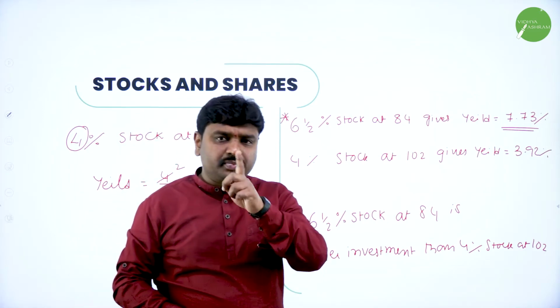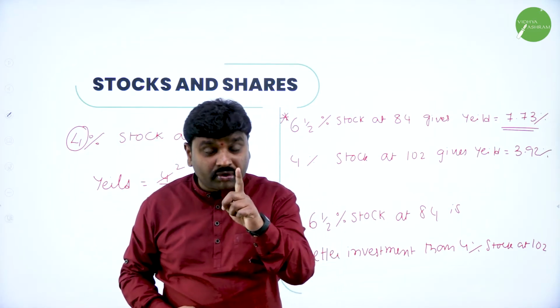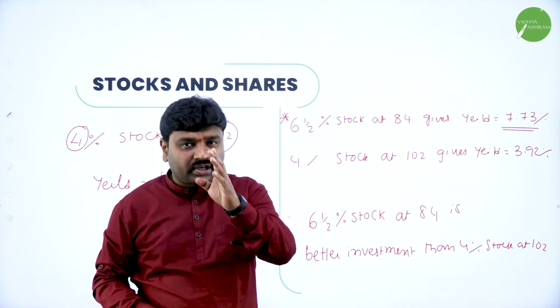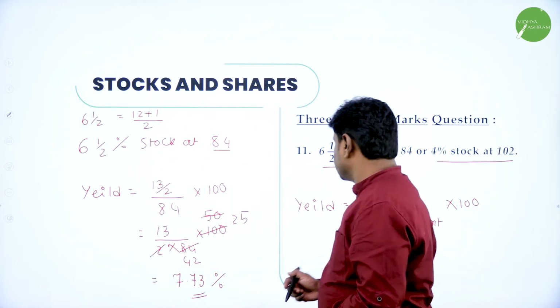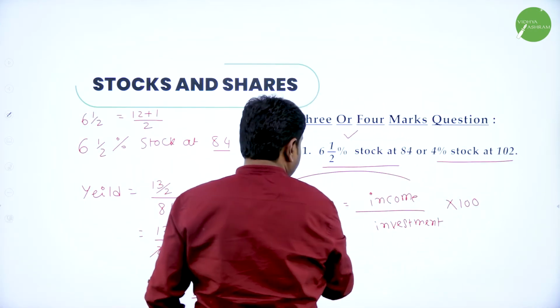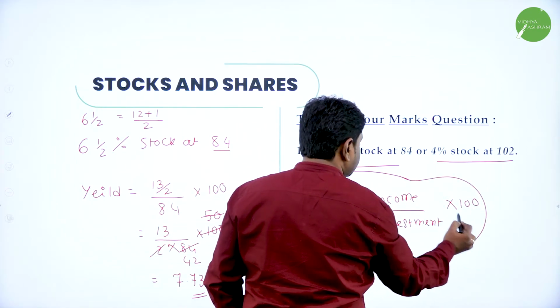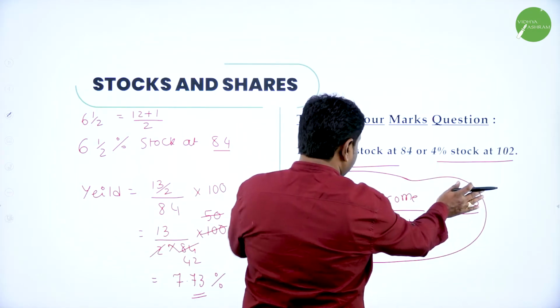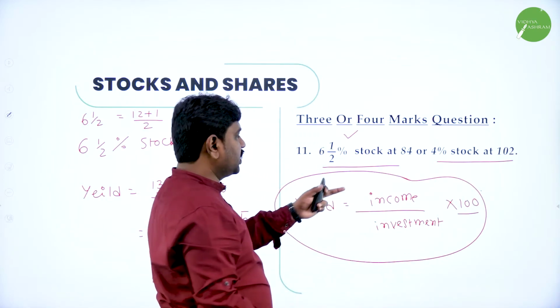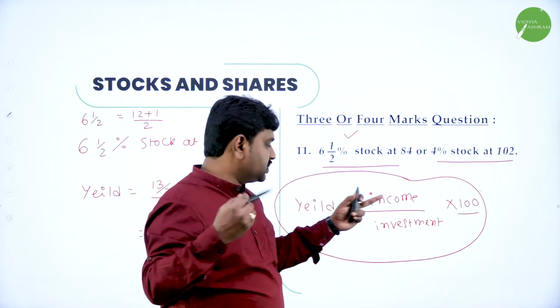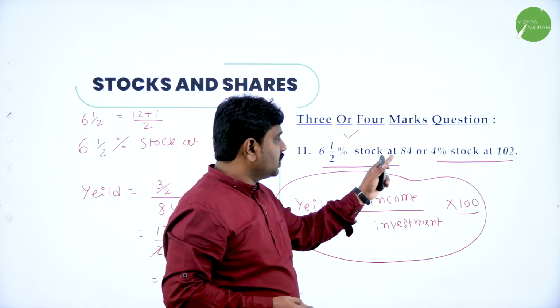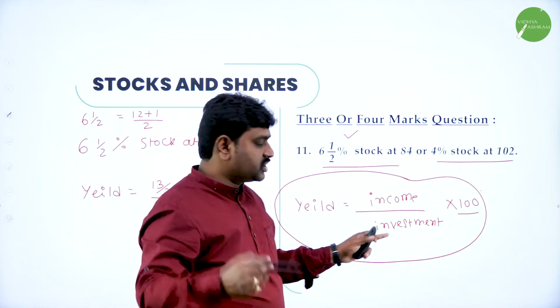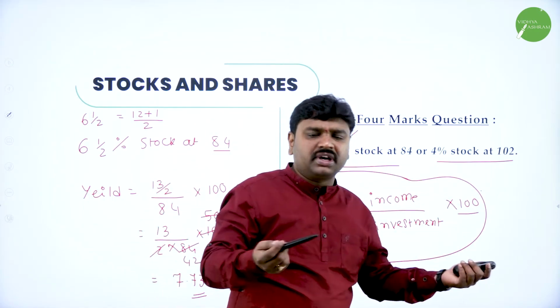How to decide which is the better investment? The one with more yield is the better investment. How to calculate yield? Yield is always income by investment, and if you want yield in percentage, multiply by 100. Income means whatever dividend the company is giving you, and investment means market value, the rate at which you are purchasing. If you want yield in percentage, multiply by 100.